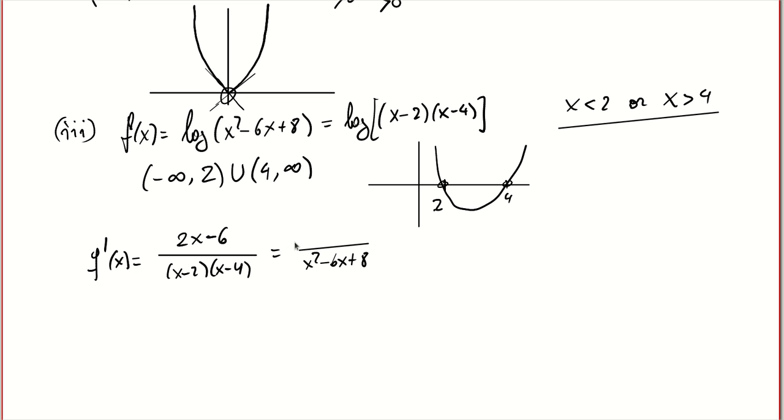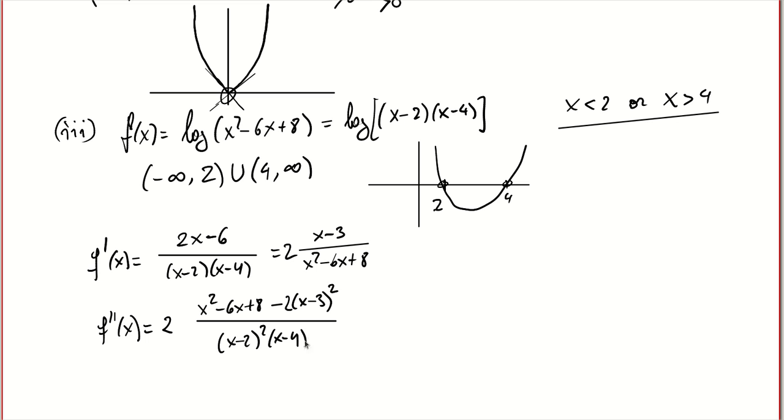As a matter of fact, there is a global factor 2 here, and the factor we have up here is x minus 3, right? Then we have to take the second derivative of this. So the second derivative is equal to a global factor 2, and then we have the derivative of this, which is 1 multiplied by x squared minus 6x plus 8. And then we have to subtract the factor x minus 3 multiplied by the derivative of the denominator, which is twice this factor. And in the denominator we have the square of the denominator, x minus 2 squared, x minus 4 squared.